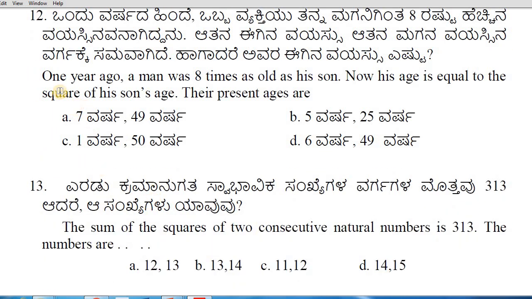Next question. 1 year ago, a man was 8 times as old as his son. Now his age is equal to the square of his son's age. Their present ages are. It is a pair of linear equations problem, children, and you can use the quadratic equation concept also to solve this problem. So here the correct answer is option A, 7 years and 49 years.